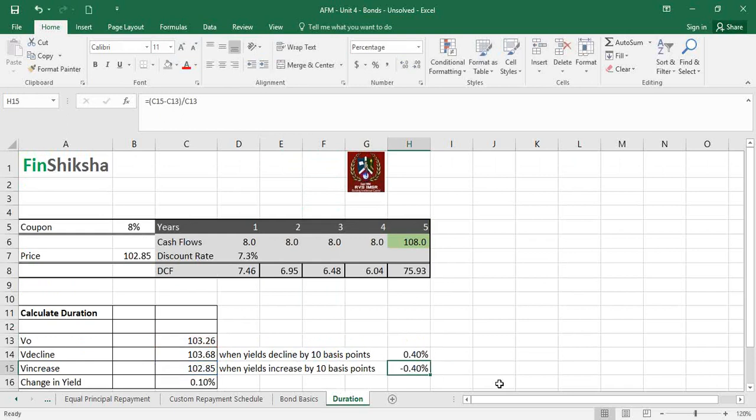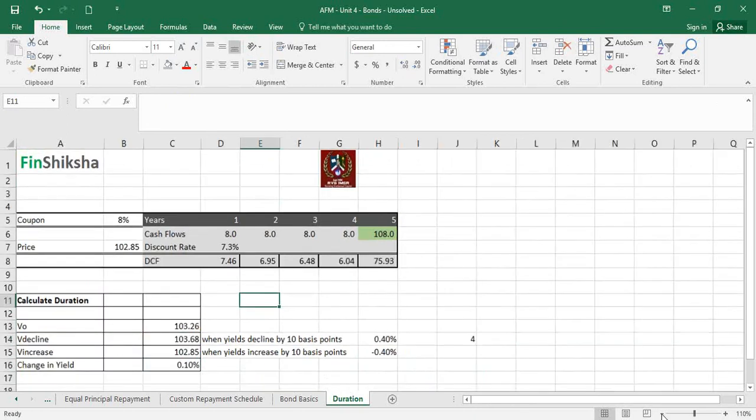So it's fairly straightforward that I think the duration should be close to 4. When you increase the yield by 10 basis points, the price changes by 40 basis points. When you decrease the yield by 10 basis points, the price goes up by 40 basis points. So that's a very straightforward calculation that we are getting. We should get this value of duration. Now let's calculate duration using the formula, right?